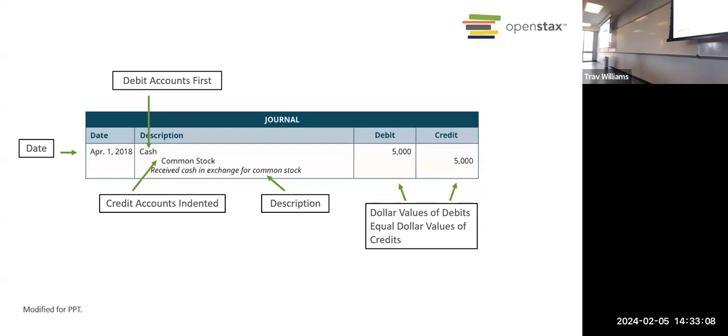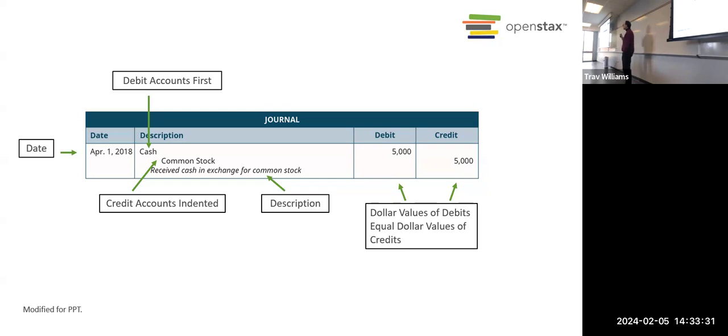Okay, so a journal entry always is going to have a date. Remember, the journal is in chronological order, so the transactions occur in the order in which they happen in time. So we have the date. We have 2 accounts in this example. It's always going to be at least 2.